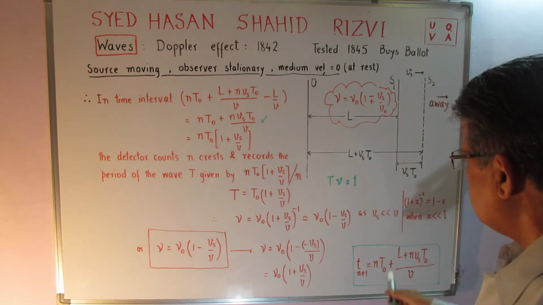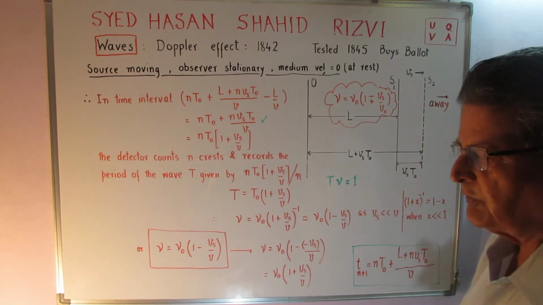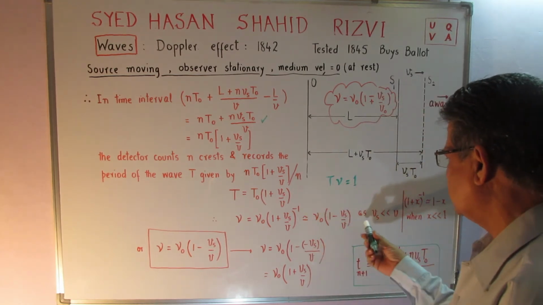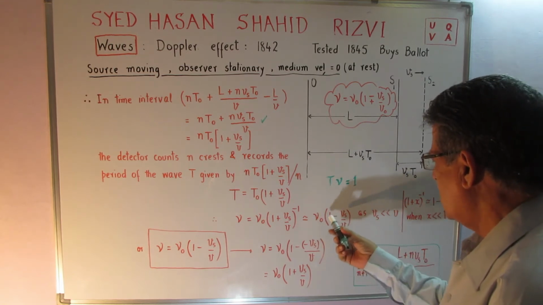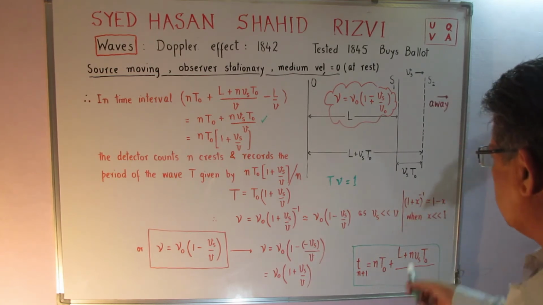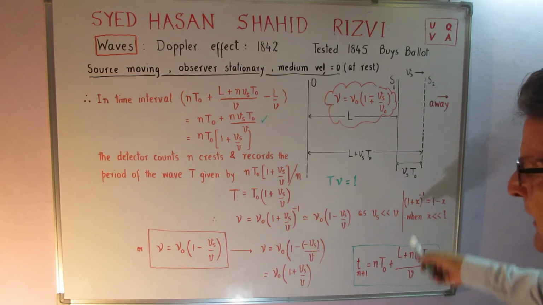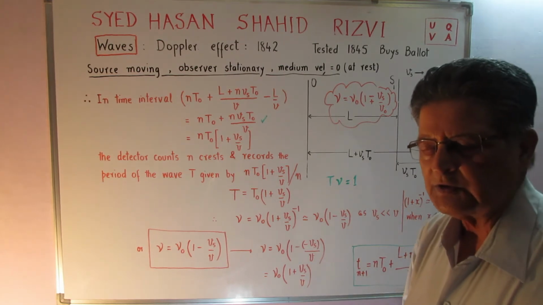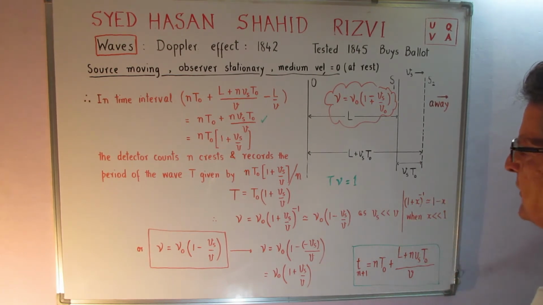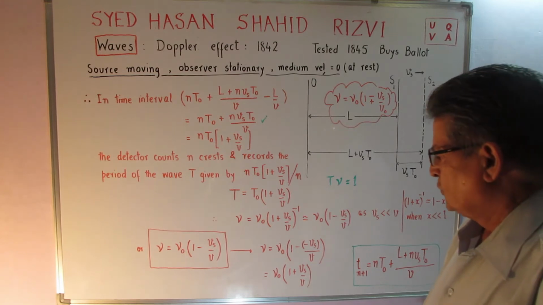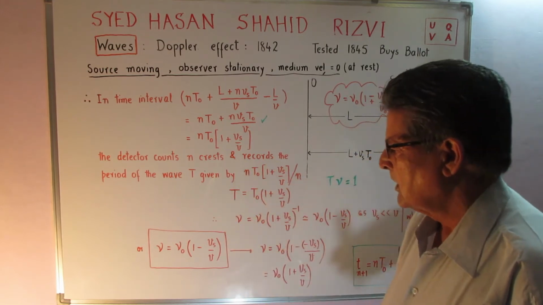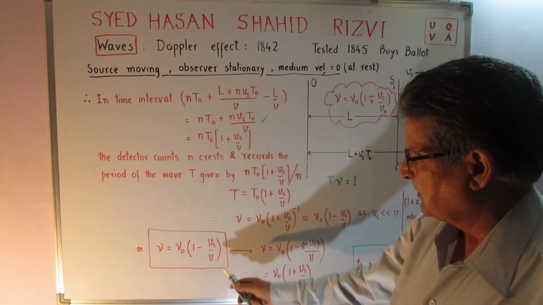Now this Vs is very, very small as compared to V, the velocity of sound. Therefore, by the binomial expansion, I can write this as nu naught (1 minus Vs upon V), because the expression (1 plus x) raised to the power of minus 1 is equal to 1 minus x in that expansion, when x is very, very small as compared to 1. So now I write this equation over here: nu is equal to nu naught (1 plus Vs upon V).